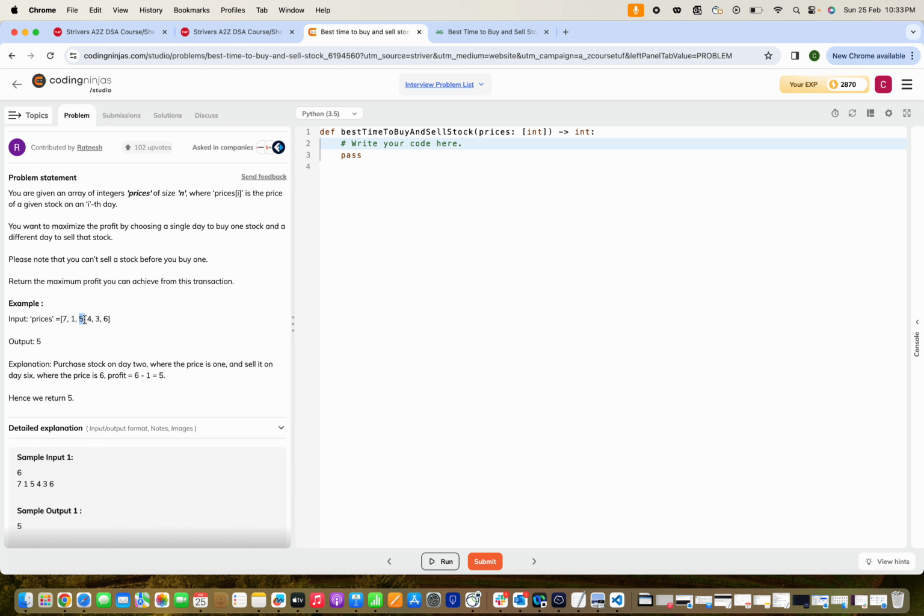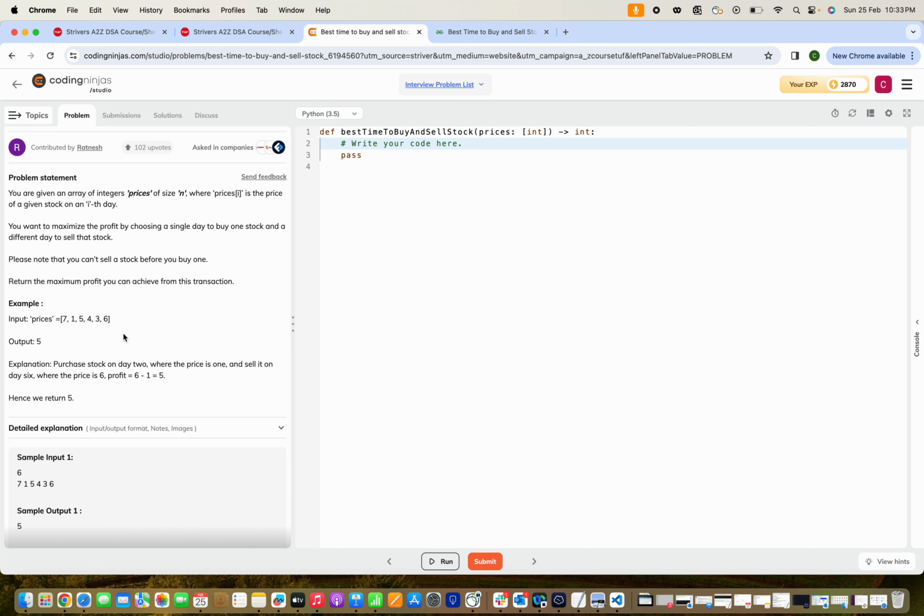Now consider all cases with 5. 5 and 4 not possible, 5 and 3 not possible, 5 and 6 is 1 profit, which is less than 5. Consider all cases with 4. 4 and 3 not possible, 4 and 6 is 2, less than 5. Considering the cases with 3, 3 and 6, that profit is 3, which is again less than 5. So after considering all cases, we get that the maximum profit will be 5 when we purchase at 1 and sell it at 6.